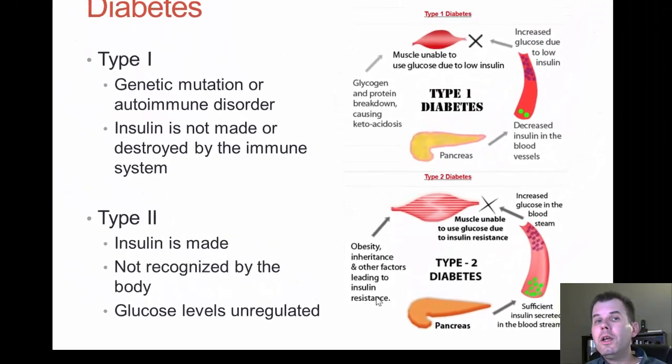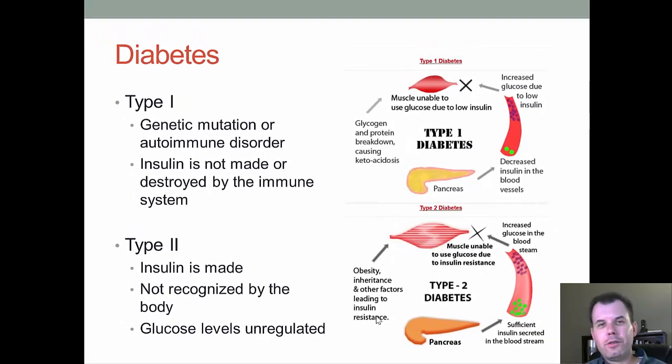If you're a type 1, obviously it's a lot more difficult because you have either a genetic disorder where the insulin is not made or your immune system is attacking your pancreas and destroying all your insulin producing cells. And so that's obviously a much bigger issue to deal with. Okay, so that's what diabetes is, type 1 and type 2.